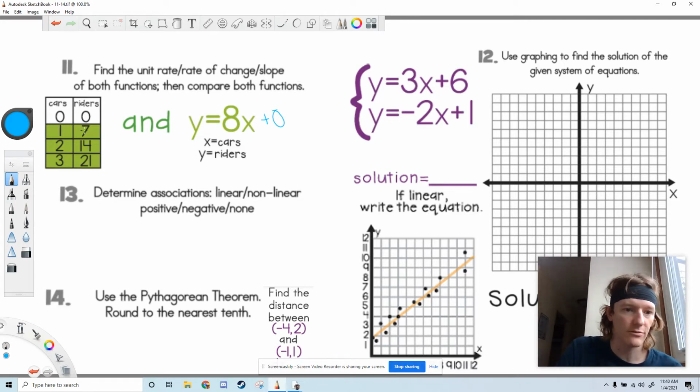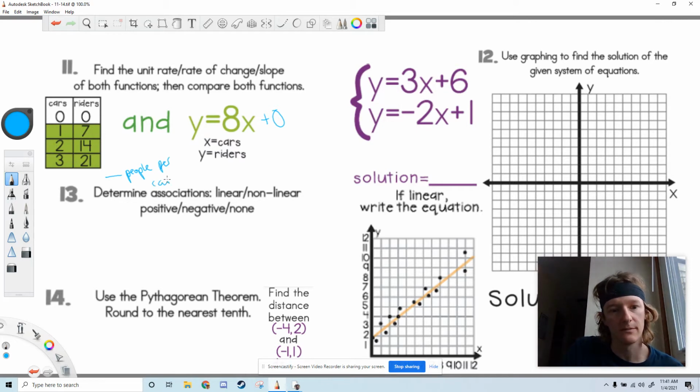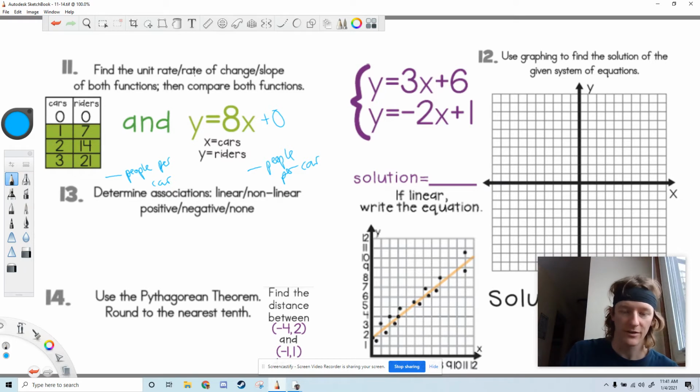So in 1 car, we have 7 people. In 2 cars, we have 14 people. So it's blank people per car. And what would this one be? Blank people per car. Let me know, is the table or the equation a larger unit rate?